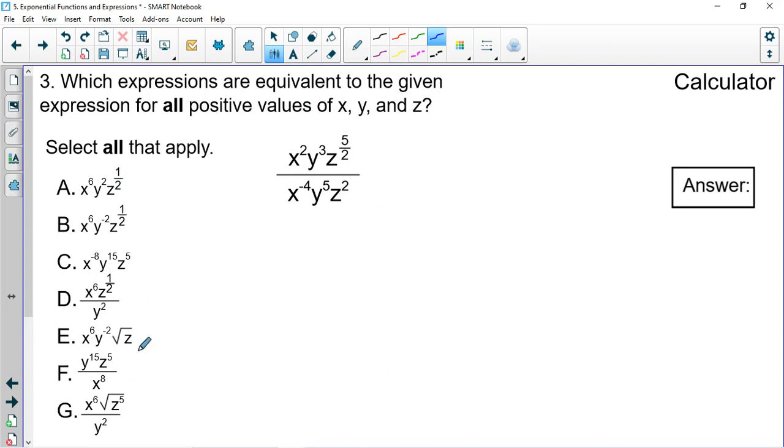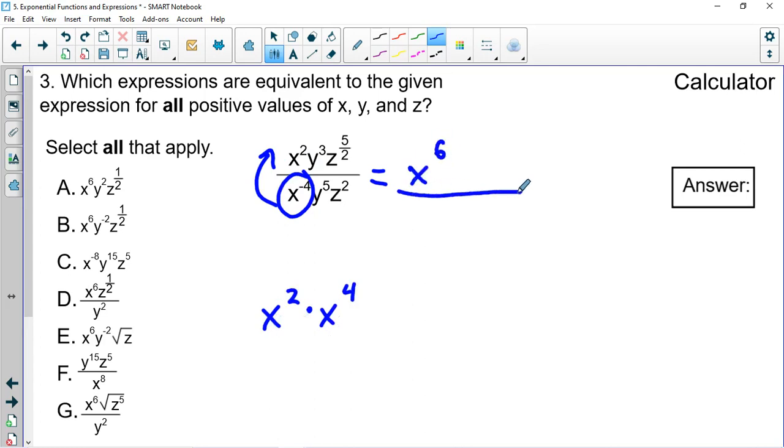Before I even look at these choices, I'm going to try and do some simplifying here to make this look nicer. Let's deal with the x's first. So it's x squared divided by x to the negative fourth. We remember this negative exponent is going to take that base of x and move it up to the numerator. So we could rewrite the x's as both being in the numerator, and it's x squared times x to the positive fourth. We're multiplying common bases here, so we can add the powers and get x to the sixth in the numerator.